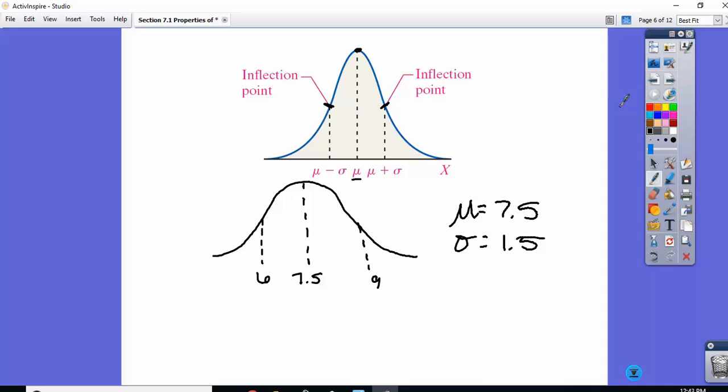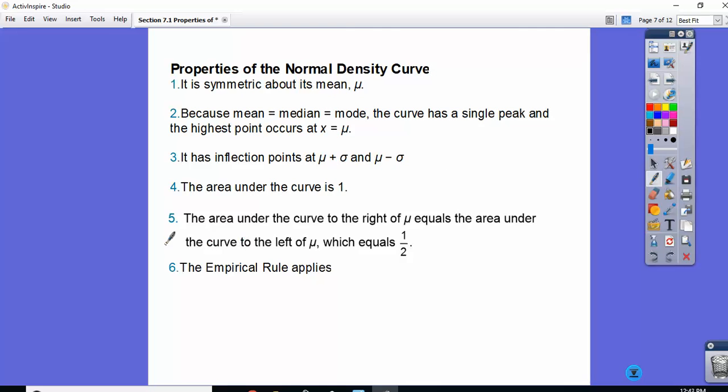So some properties of the normal curve that we will look at. It's always symmetric about the mean. So that means the probability of being above the mean is 50%, probability of being below the mean is 50%. The mean, median, and mode are all equal in this graph, so you will have a single peak. That mean is the same as your median and mode. We talked about the inflection points. Total area is 1 because it's a probability.